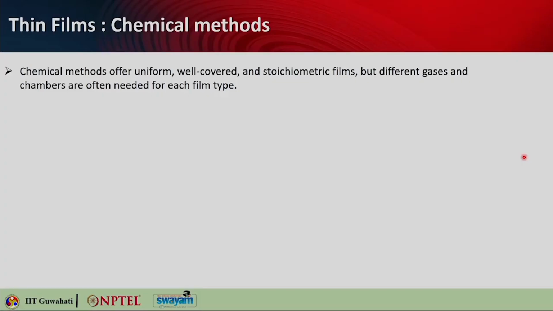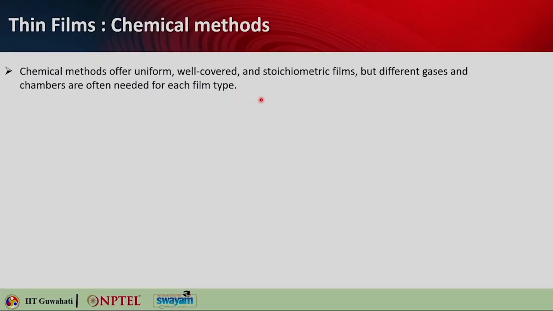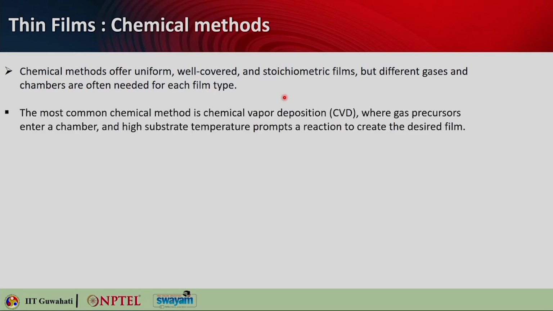Now, as we mentioned before, chemical methods will deposit the thin films as a byproduct of some chemical reaction. Chemical methods offer uniform, well covered and stoichiometric films, but different gases and chambers are often required for each type of film. That makes it very specific, and also costly if you are experimenting with different films and using different gases. So, you need different chambers for different film types.